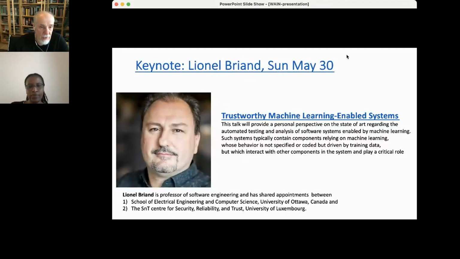The first keynote is a known researcher, all of us know him, Lionel Briand. He will talk about trustworthy machine learning-enabled systems, or in particular, how to automatically test AI or machine learning-enabled systems. Due to the fact that we have these AI components which do not consist of standard code, but are based on input data, such automated tests are different. So that would be a very interesting presentation about how it works for such types of systems.